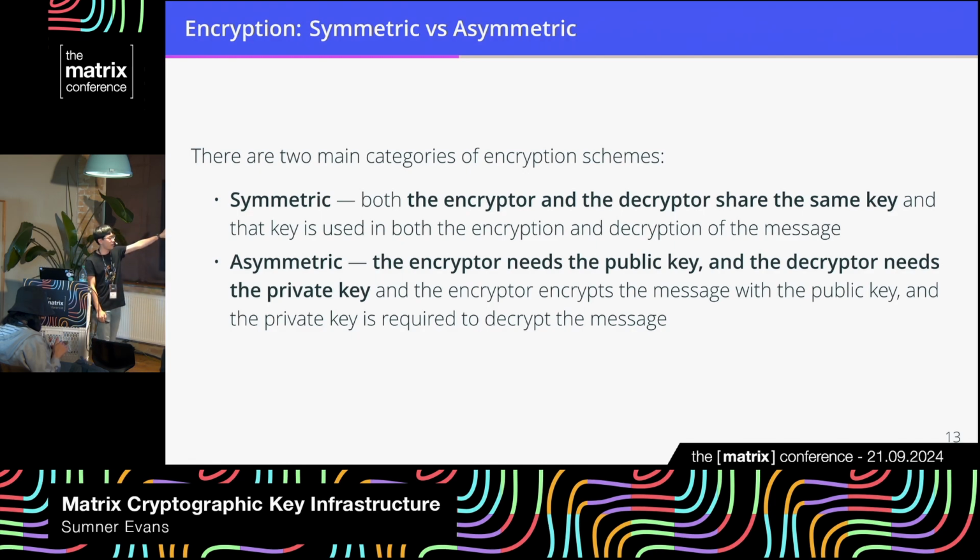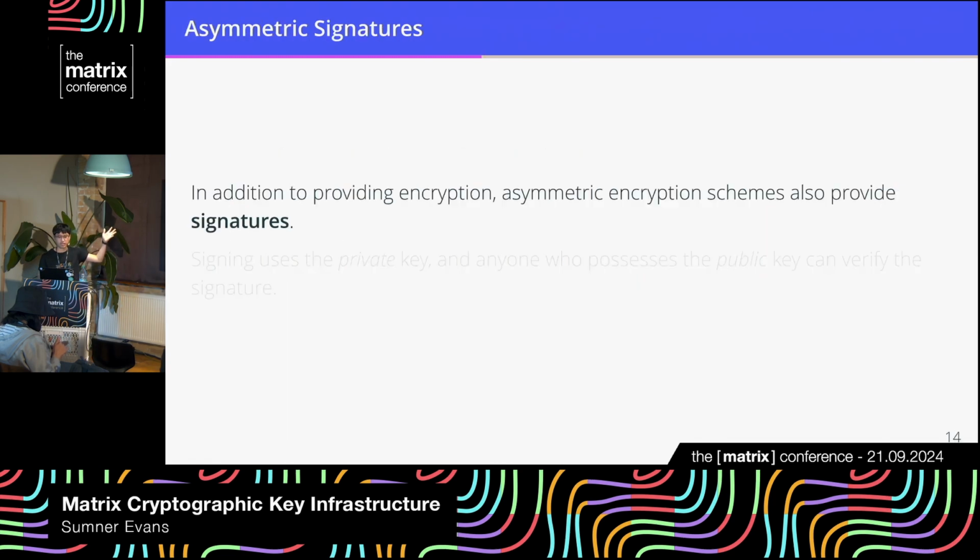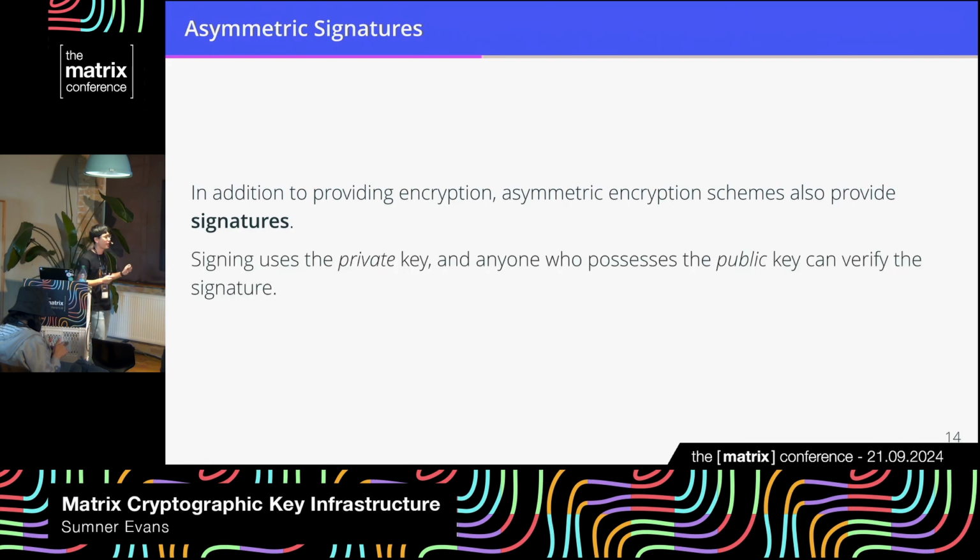Now, with asymmetric crypto systems, there's actually another thing that we can do, and that's create signatures. The idea is that we use the private key to create a signature, and anyone who possesses the public key can verify that signature. And only the person who has that private key can create a valid signature. So if you don't have the private key, your signature will not be valid, and someone with the public key can determine this. Note, signing is the opposite of encryption. In encryption, we encrypt using the public key and decrypt using the private key. Signing goes the opposite direction. We sign with the private key, verify with the public key.